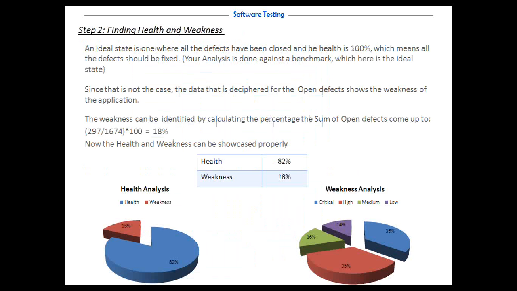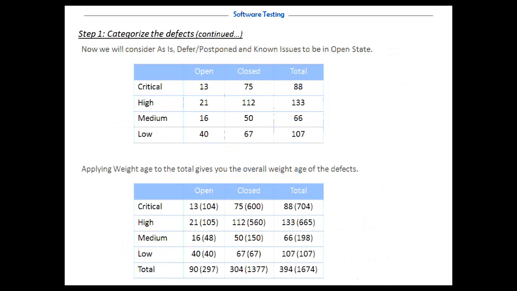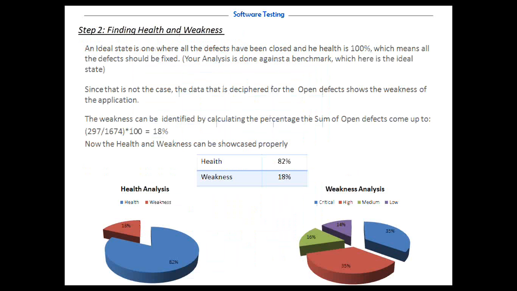Now, an ideal state of the defect is one wherein all the defects have been closed, wherein your closed section is equal to your total section. So that becomes our benchmark to analyze the health of the product or the application, wherein the total weightage of the defects is 1674. Since that is not our case, the data for the open defects shows the actual weakness of the application. The weakness can be identified by calculating the percentage of the sum of open defects, which comes to about 18%.